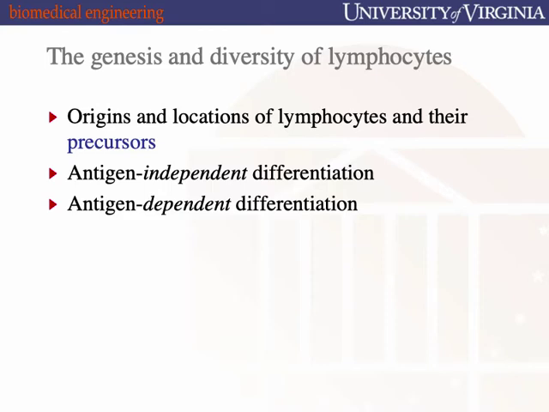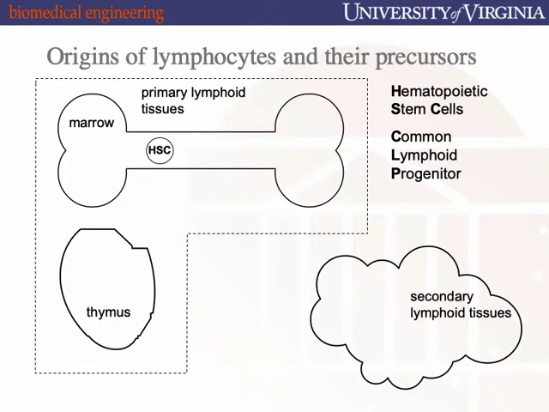All right, so when we think about the differentiation, let's say, of a B cell into a plasma cell, the professional antibody-producing cell, that effector cell of the B cell, right? When we think about that differentiation, it's really going to occur in two phases. One is an antigen-independent differentiation phase, where I'm not worried about exposure to any antigen, right? And the second is the antigen-specific or antigen-dependent differentiation. All right, so let's talk a little bit about the origins and the precursors for these cells.